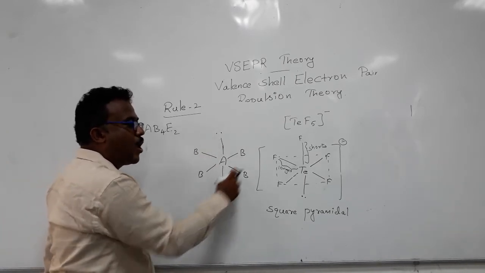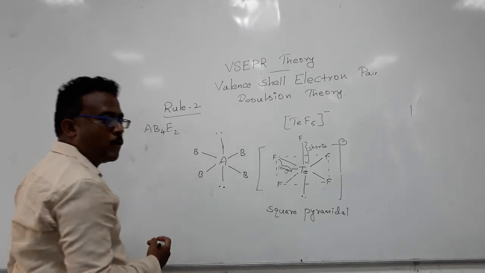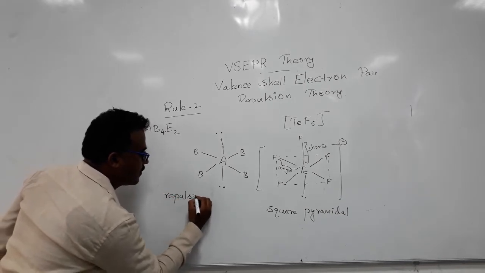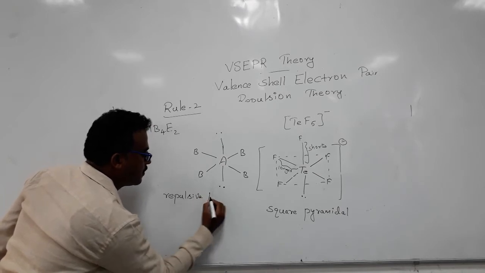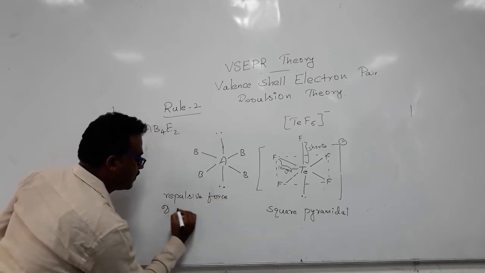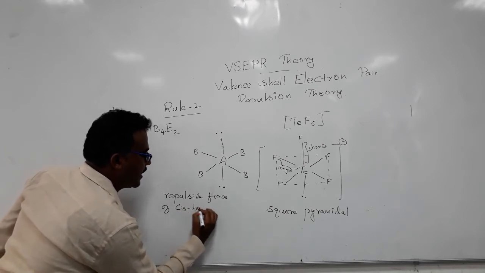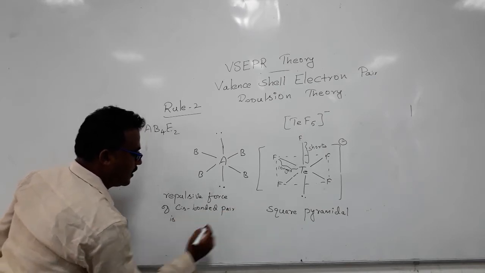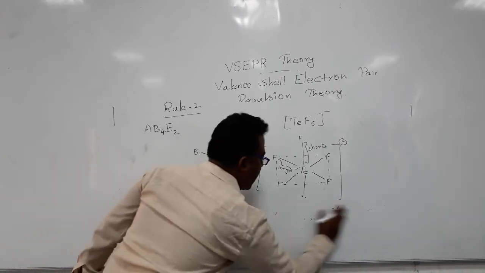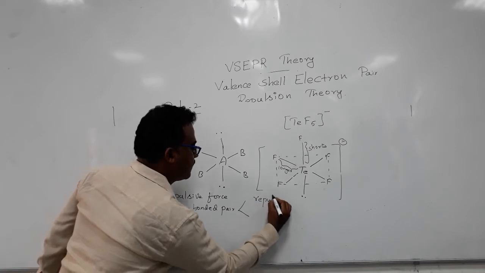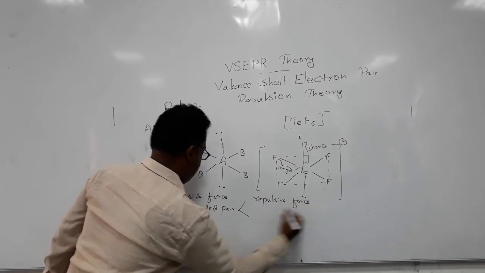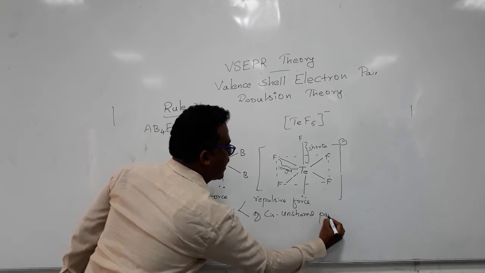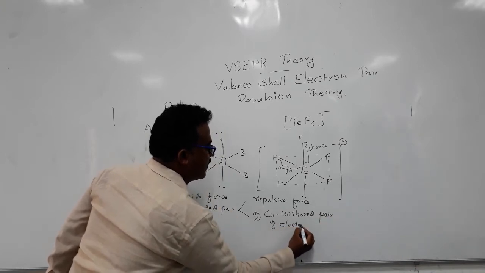Why does it have to be trans to each other? Why not cis to each other? Because the repulsive force of cis bonded pair is less than the repulsive force of cis unshared pair of electrons.